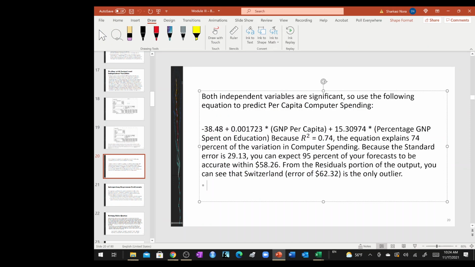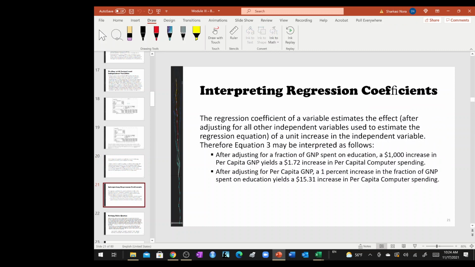Because the standard error is this, you expect 95% of the forecast to be accurate within 58.26 standard errors. From the residuals portion of the output, you can see that Switzerland is the only outlier. After adjusting for a fraction of GNP spent on education, a 1,000 increase in per capita GNP, you see.